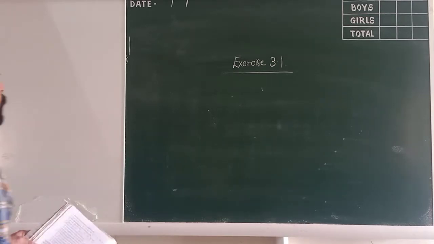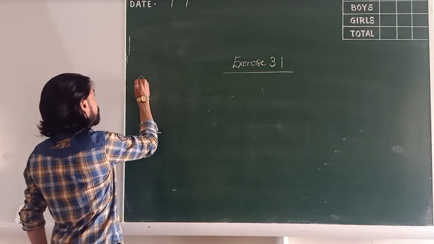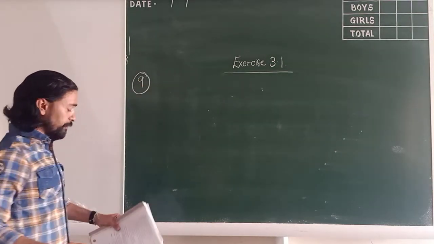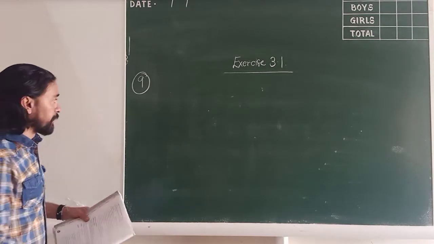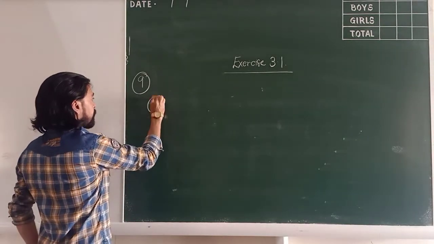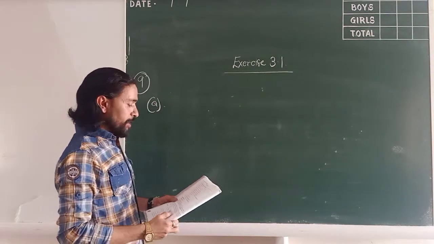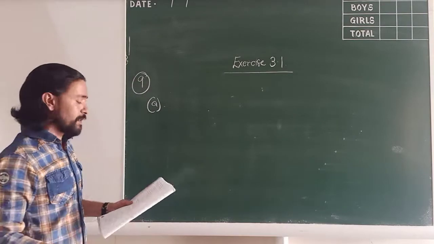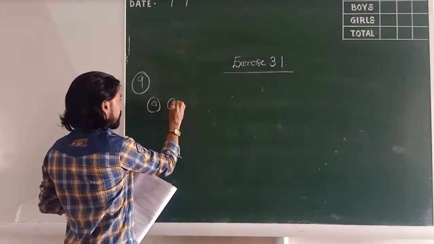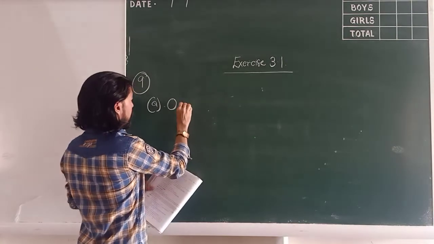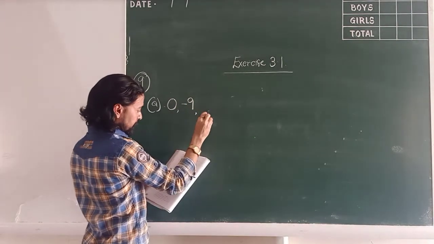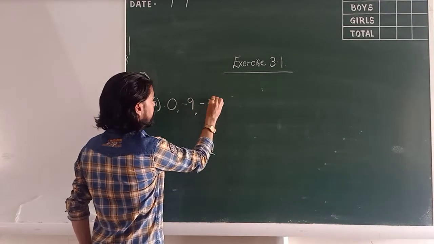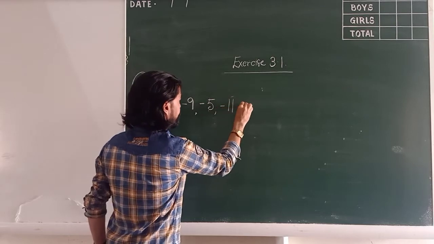So we're continuing with the exercise. Our target being till sum number 10. We now move on to sum number 9. It says write the following integers in increasing order. What are the integers? 0, minus 9, minus 5 and minus 11.